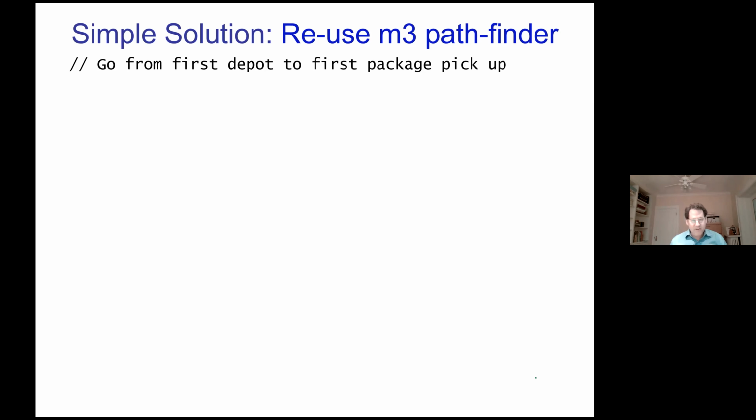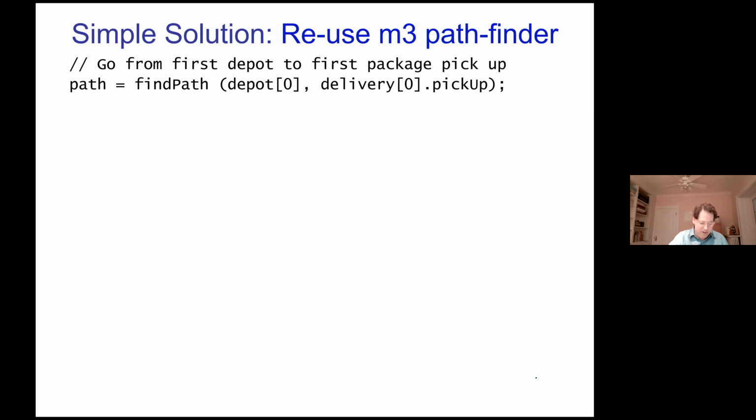My simplest solution is I'm just going to reuse the pathfinding algorithm I have for milestone 3, and I'm just going to connect things in the order they're given to me. So I'm going to go from the first depot that is given to me as input to my function to the first package pickup. I'll call my find path between intersections routine. Maybe there are several depots, so there are several options. I'm just arbitrarily picking the first one, and I'm going to go to the first delivery, the pickup location. So I'm going to get my first package.